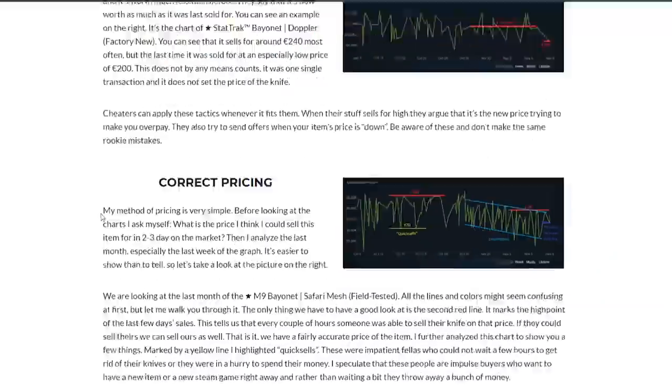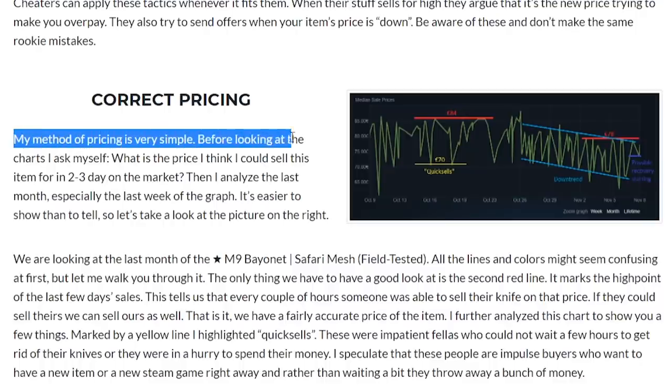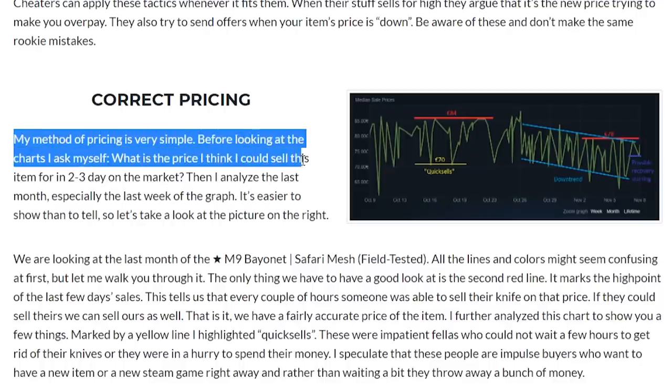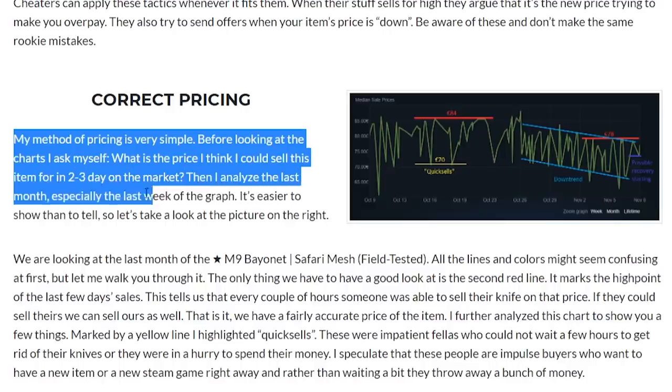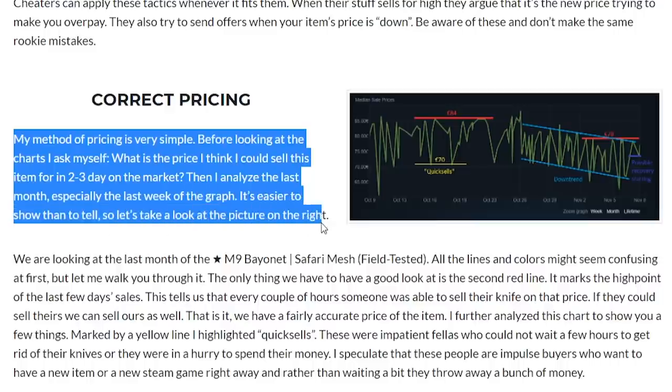So here, my method of pricing is very simple. Before looking at the chart, I ask myself, what is the price I think I could sell this item for in 2 to 3 days on the market? Then I analyze the last month, especially the last week of the graph. It's easier to show than to tell, so let's take a look at the picture on the right.